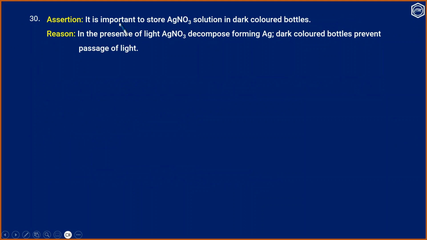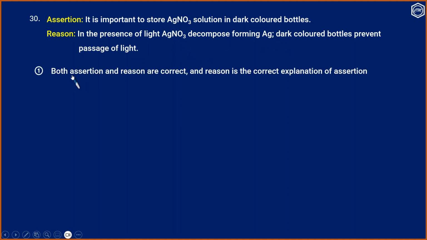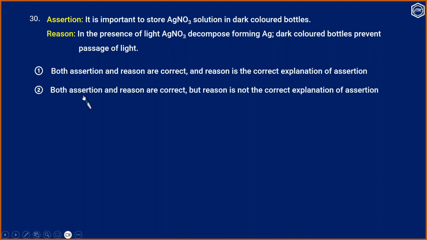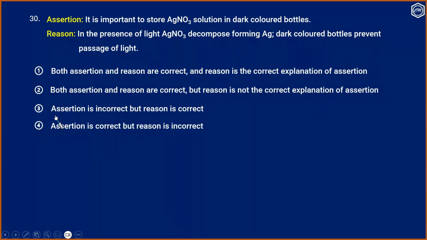Question number 30. That also is an assertion reason type question. Assertion: It is important to store silver nitrate solution in dark colored bottles. Reason: In presence of light, silver nitrate decomposes forming silver. Dark colored bottles prevent passage of light. Option 1. Both assertion and reason are correct, and reason is the correct explanation. Option 2. Both assertion and reason are correct, but reason is not the correct explanation. Option 3. Assertion incorrect, reason correct. Option 4. Assertion correct, but reason incorrect.